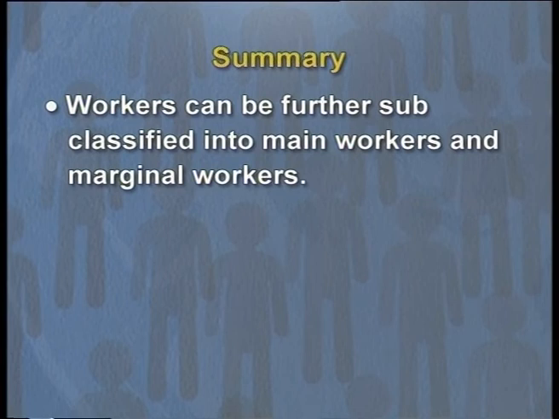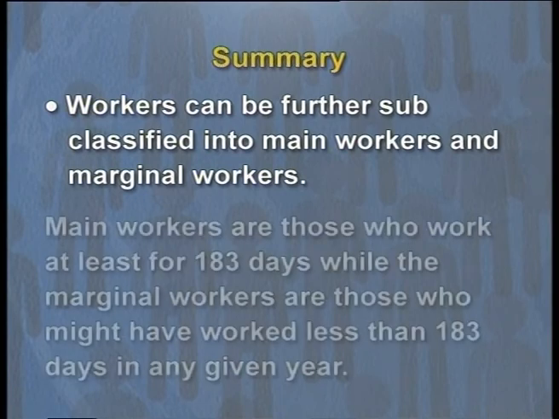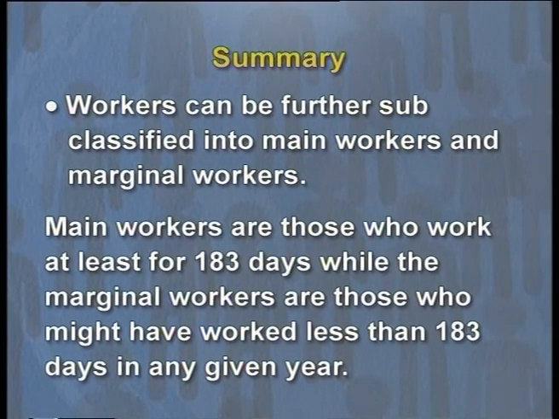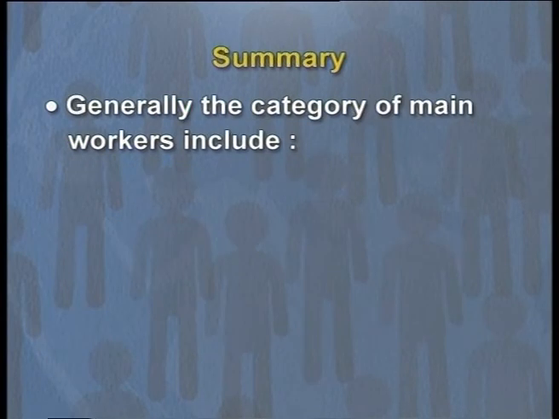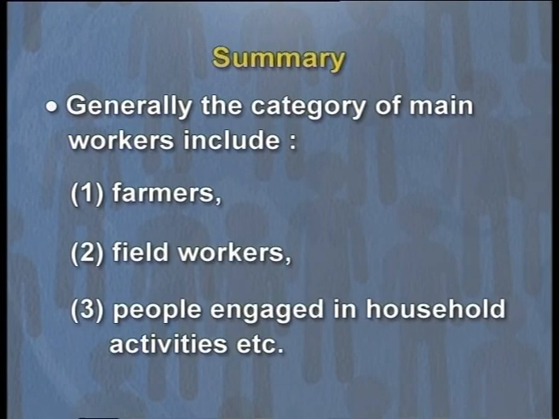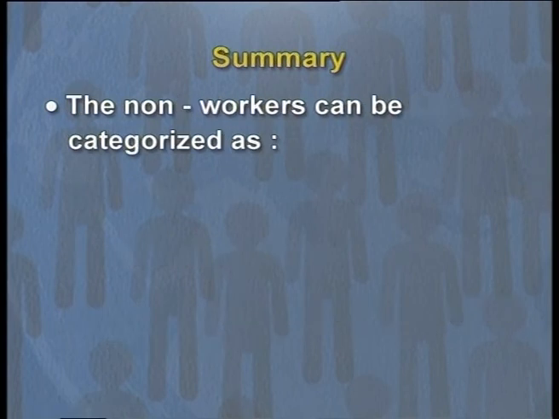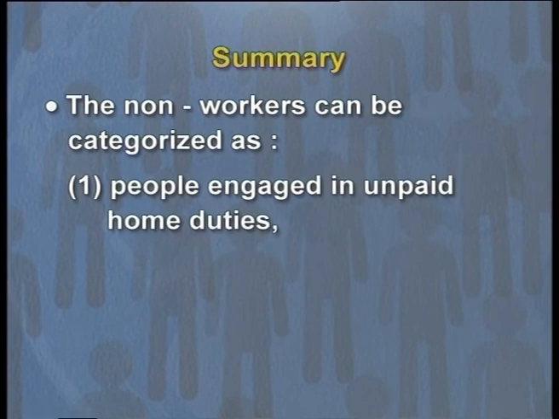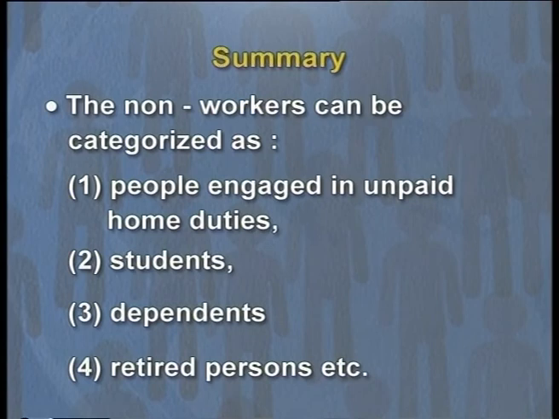Workers can be further subclassified into main workers and marginal workers. Main workers are those who work at least for 183 days, while the marginal workers are those who might have worked less than 183 days in any given year. Generally, the category of main workers include farmers, field workers, people engaged in household activities, etc. The non-workers can be categorized as people engaged in unpaid home duties, students, dependents, retired persons, etc.